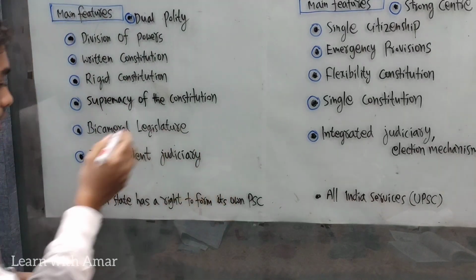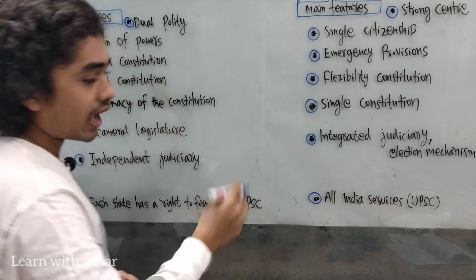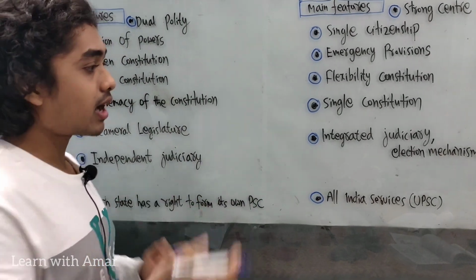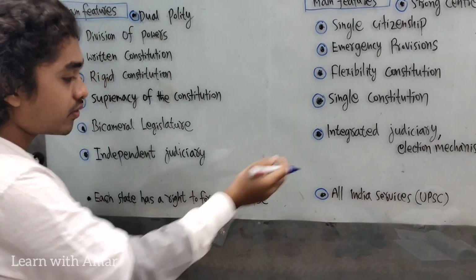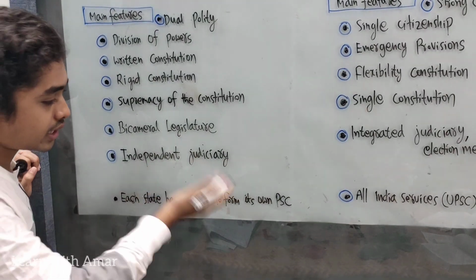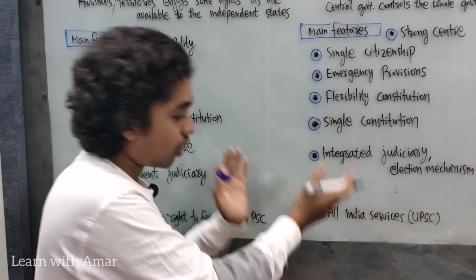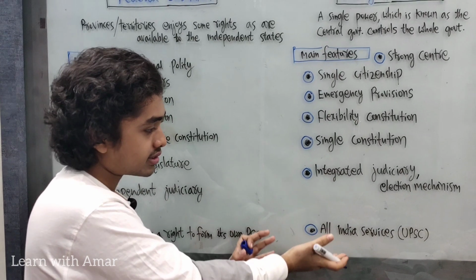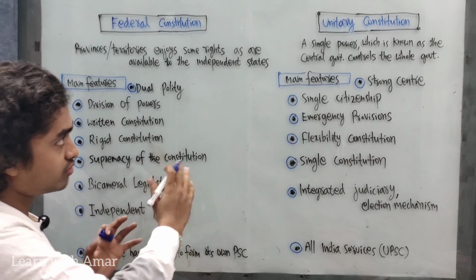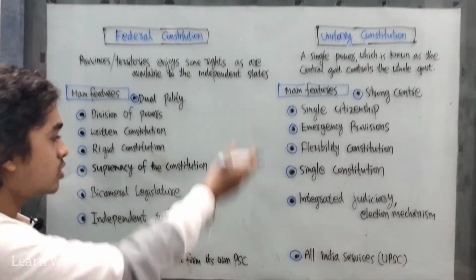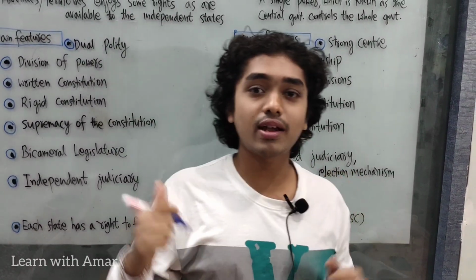Now, all India services, UPSC, IAS, IPS, these jobs are conducted by the center, whereas the states also have a right to form their own PSC, Public Service Commission. So we have both all India services, UPSC, as well as individual state PSCs. So one feature from the unitary and one from the federal. These are the features of our constitution which are of the federal system as well as the unitary system.